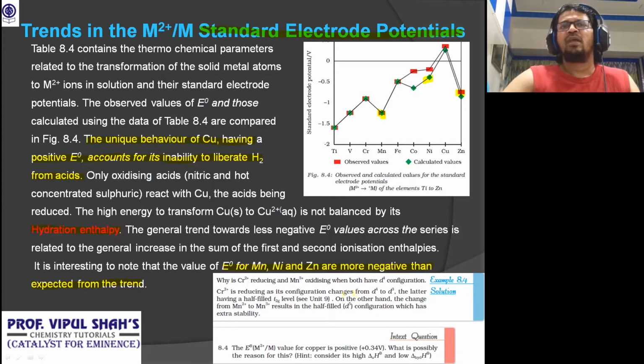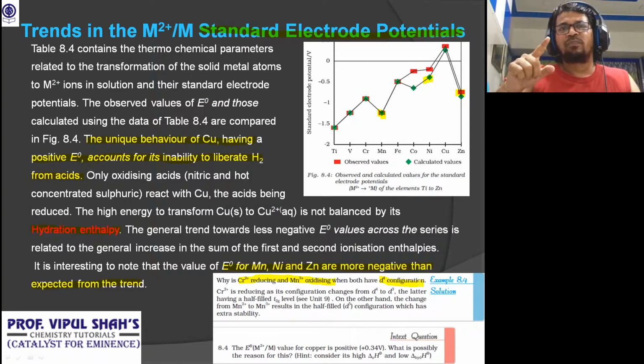Listen carefully. It says Cr2+ is a good reducing agent and Mn3+ is a good oxidizing agent, even though both have d4 configuration. Let's understand this. Chromium, atomic number 24, is argon 4s1 3d5. So if it is Cr2+, one electron first always comes from the valence shell, so one from the 4s, one from the 3d. So it will be 3d4. Mn, atomic number 25, is argon 4s2 3d5. Mn3+: two from the 4s, one from the 3d. So both have d4 configuration.